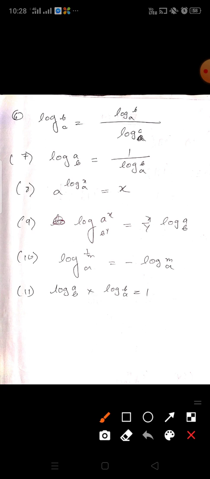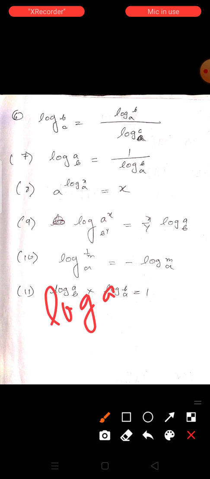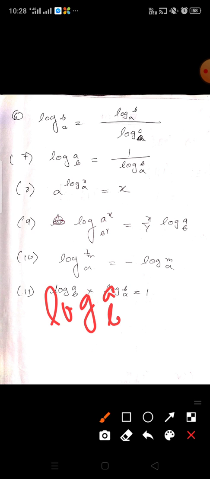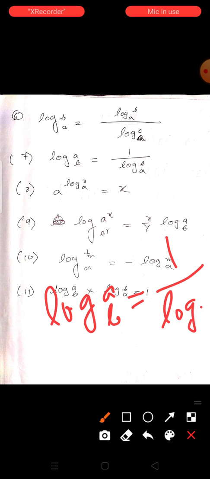Log of b to the base c can be written as log of b to the base a divided by log of c to the base a. Log of a to the base b can be written as 1 by log of b to the base a. It can be inverted. If we have log of a to the base b, we can write it as 1 by log of b to the base a.